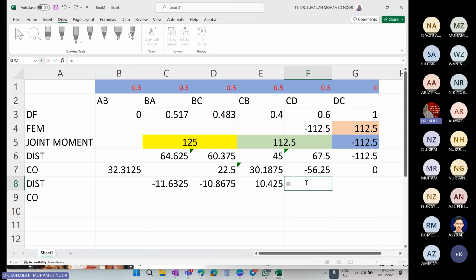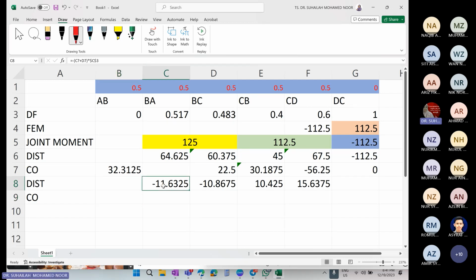Okay, and for CD, negative for joint moment, total moment is CB and CD times with the factor 0.6. We get 15.6. Okay, and then there's no more here for DC. Okay, we just continue the carryover.